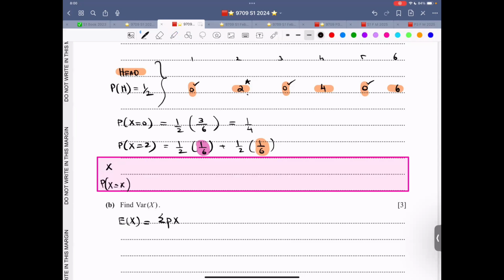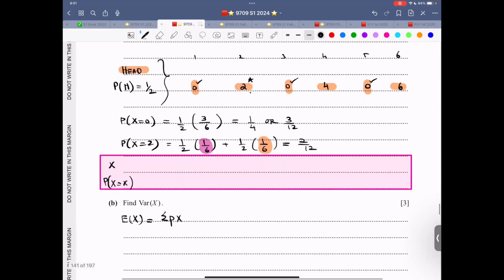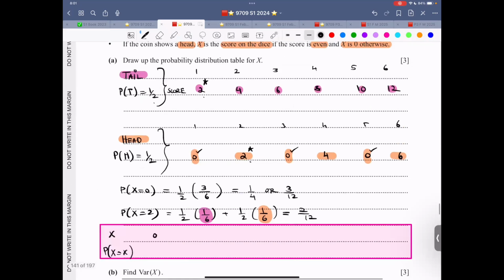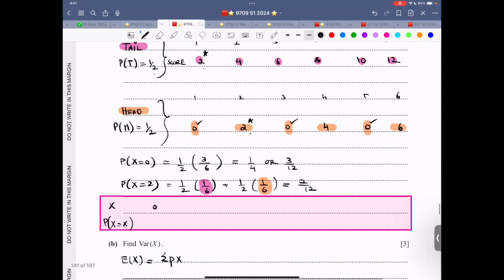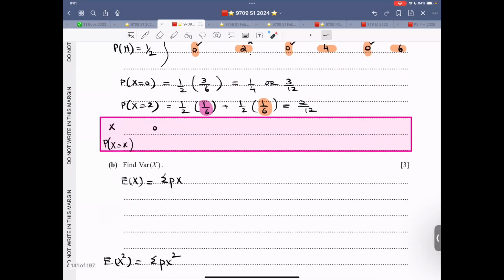So you can even write it in the 12 form. This can be written as 3 over 12, and that will be better. And this is 1 over 12, 1 over 12, that comes out to be 2 over 12. So let me write over here 0. What are the scores? Is there a 1? I don't see a 1. I see 0, 2, 4, 6, 8, 10, and 12. These are the different scores.